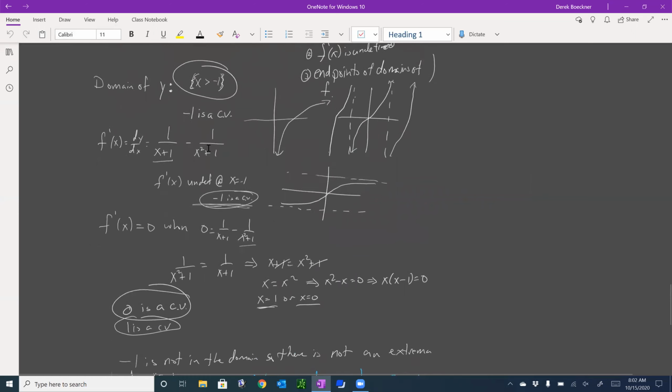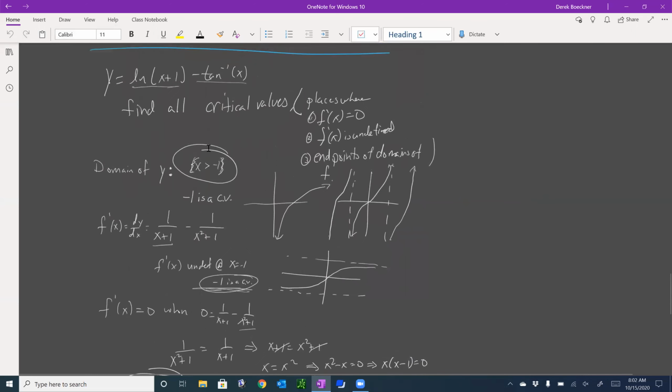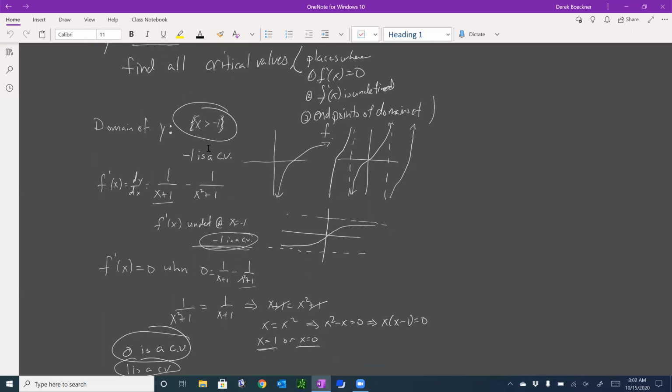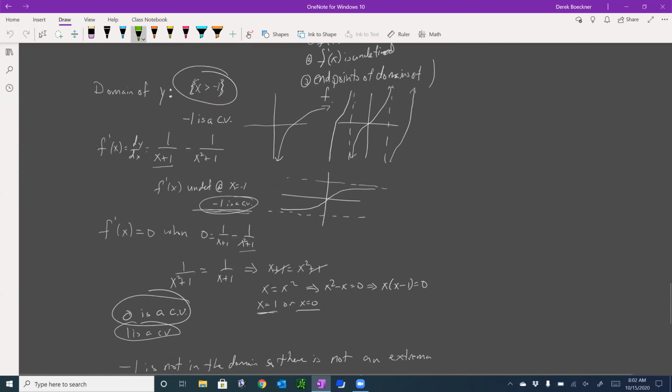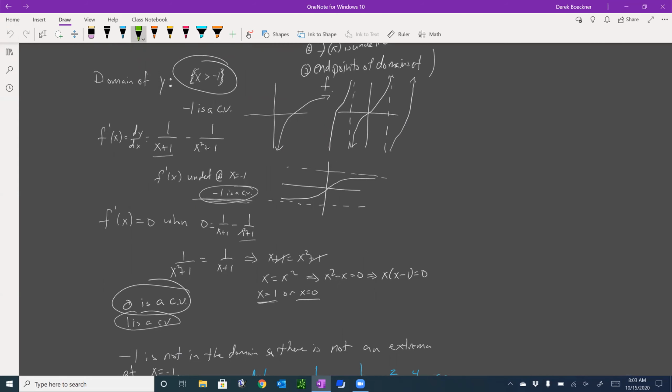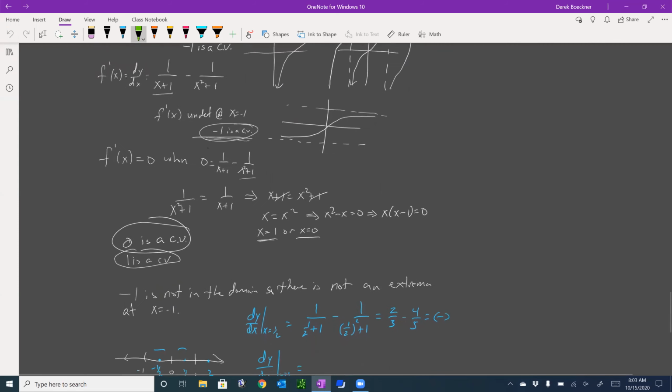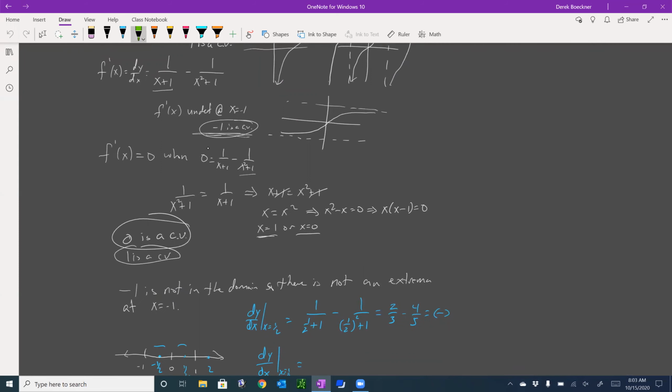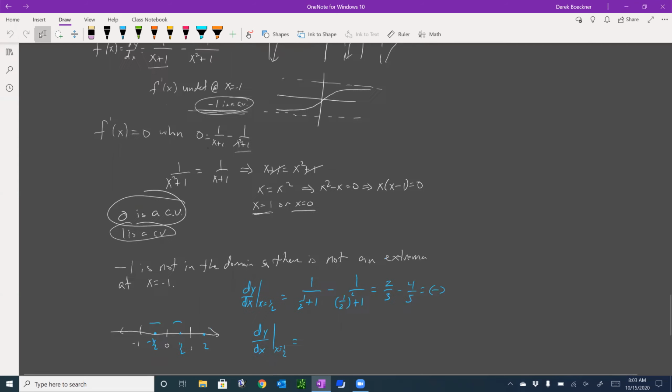Okay, so we're trying to find all the critical values, and then go on to finding the extrema of this function, natural log of x plus 1 minus tangent inverse of x. So we found where the domain ends. We found where the derivative was undefined, and then we have to find where the derivative is equal to 0. The domain ended at -1, so -1 was a critical value. The function was undefined at -1 as well, so we get to keep it as a critical value.